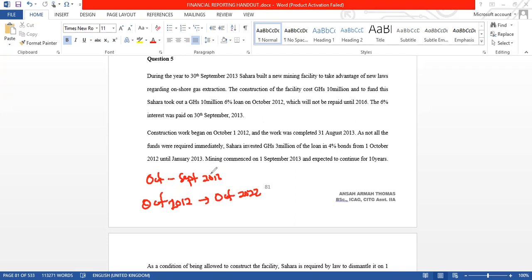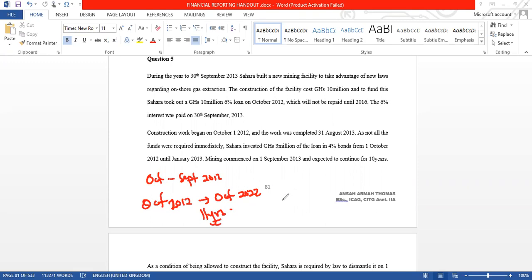Counting this, we have 12, so 12 into this will be 1 year. Then 12, 13, 14, 15, 16, 17, 18, 19, 20, 21, and 22. That gives us 11 years. Take your time and count it well. We have 11 years.